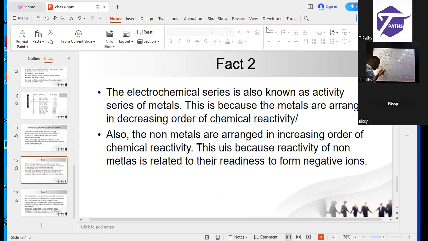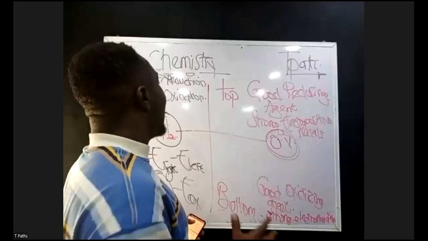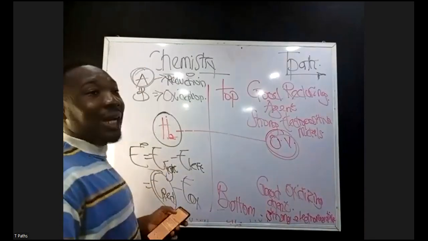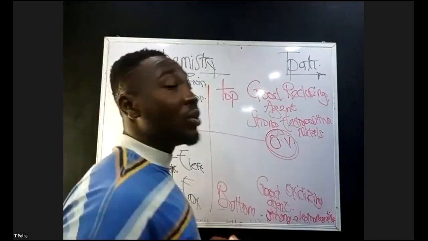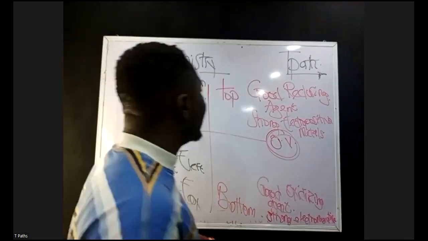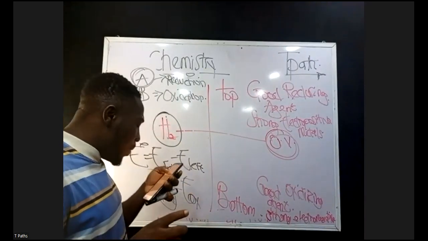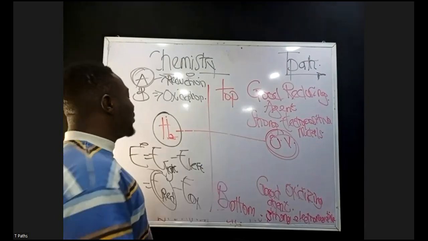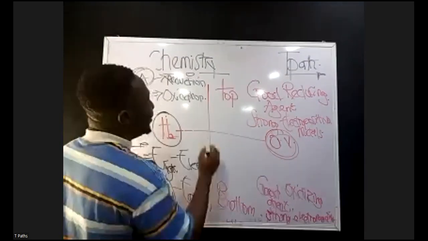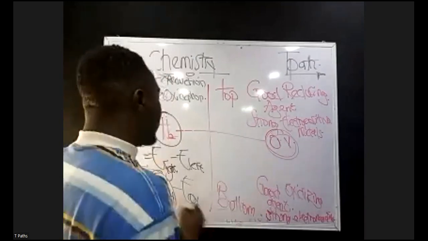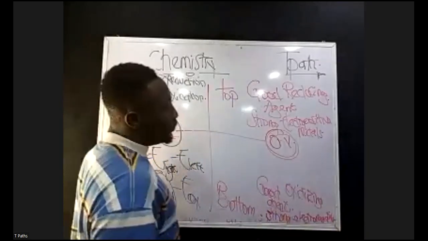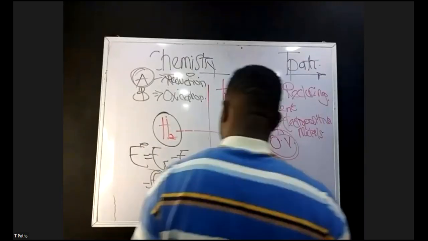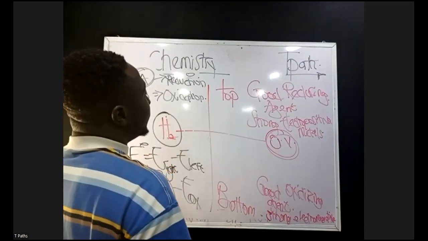You can recall when I talked earlier about the cells, the oxidizing agents and reducing agents. I said earlier on that reducing agents are mostly metals in nature. So the fact is that the non-metals are arranged in increasing order of reactivity. That means we observe that as we move from here going down, the activity increases. Therefore, any ion or half cell found at the bottom is more reactive in nature.